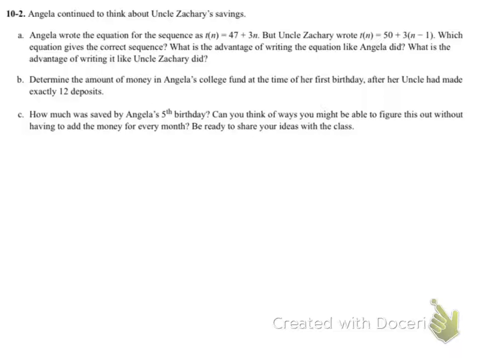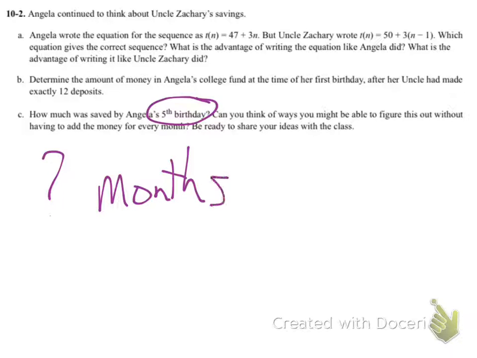On problem C, we're talking about the 5th birthday. So if you're stuck on this problem, you need to think, how many months have gone by the 5th birthday? Then once you figure out the amount of money that's been deposited on that month or previous months, you can start thinking about how you can get your total for all the months.